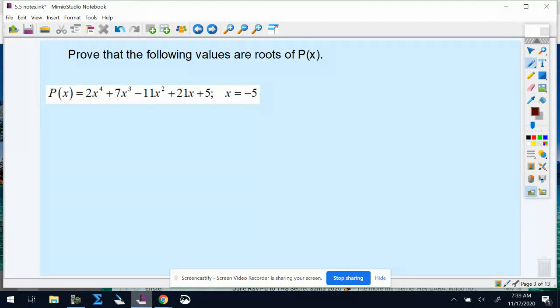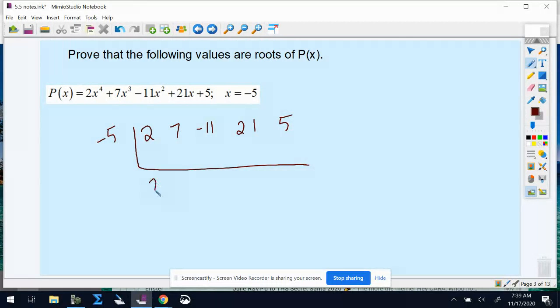Now, the nice thing about this problem is you know what should happen at the end if you do it right: you should get a 0 remainder. That's how I prove that something's a root. So I'm going to put my coefficients across the top: 2, 7, -11. I don't need any placeholders, 21 and 5. And I'm going to prove that -5 is a root.